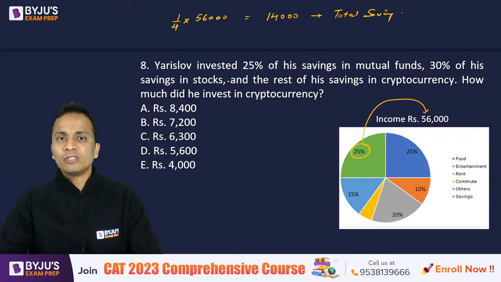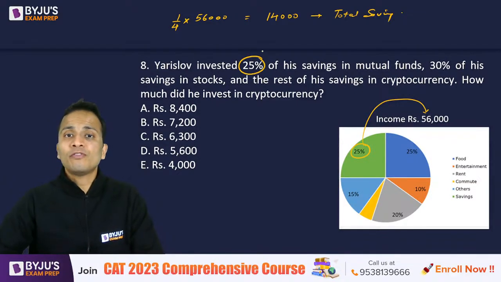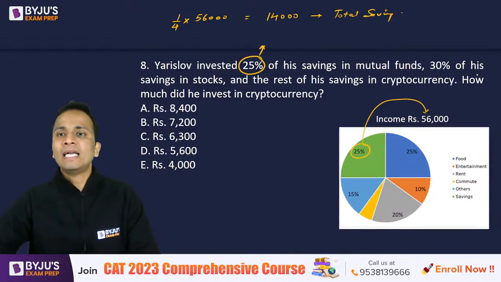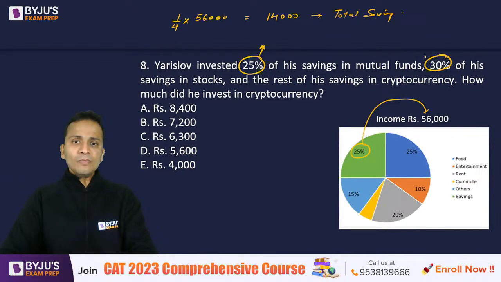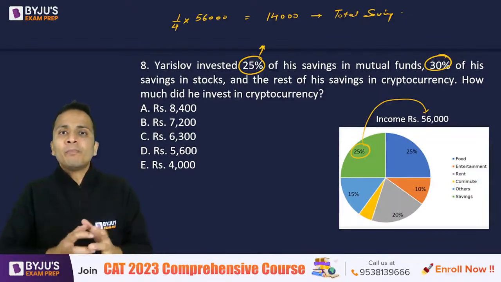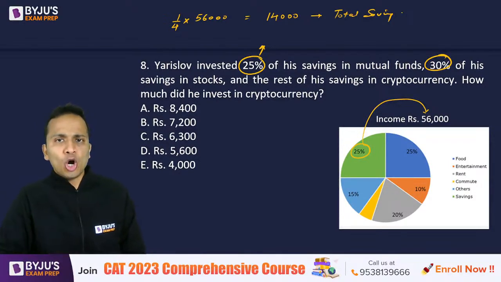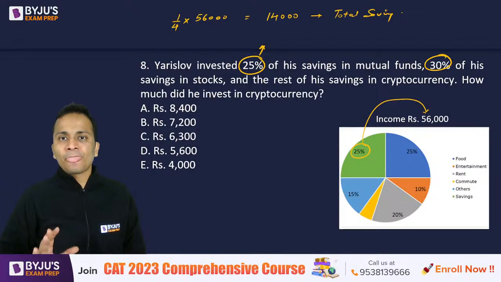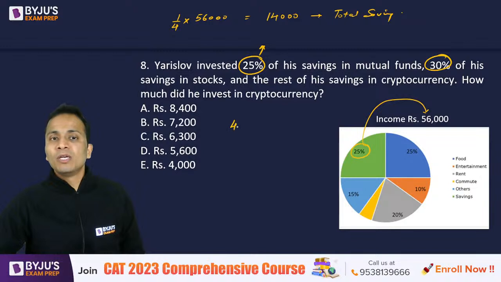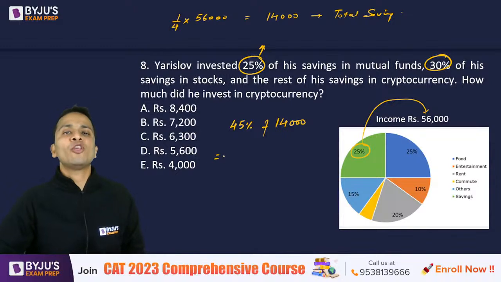Now, out of these 14,000, he has invested 25% on mutual funds, and 30% invested on stocks. So, out of 100% of the savings, 25% and 30%, that is 55% are gone in mutual funds and stocks. So 55% is gone. So remaining 45% must be invested in crypto. All right. So 45 percentage of total saving 14,000 इसको calculate कर लो and you will get the answer.